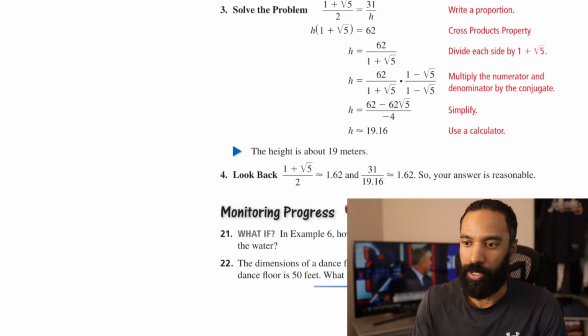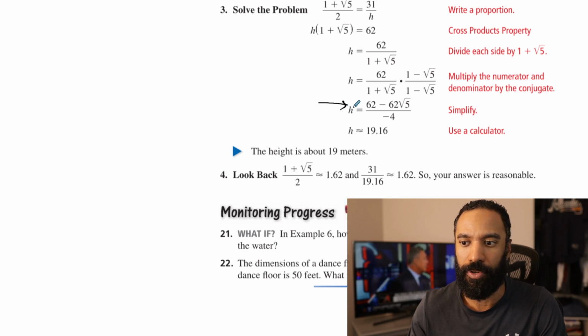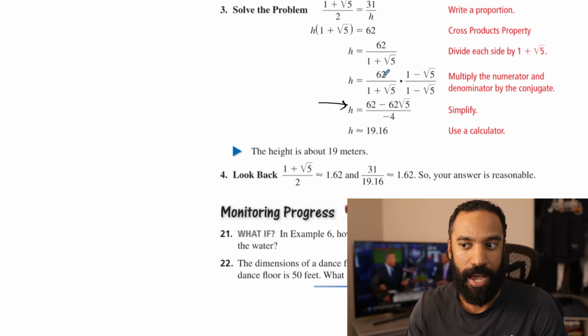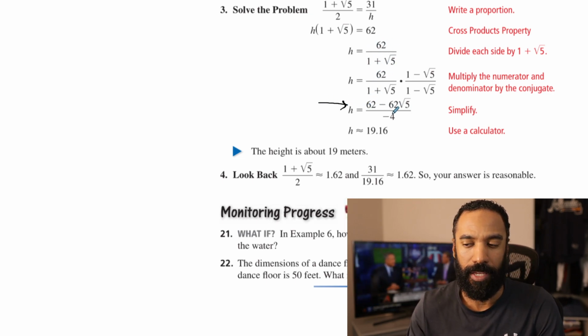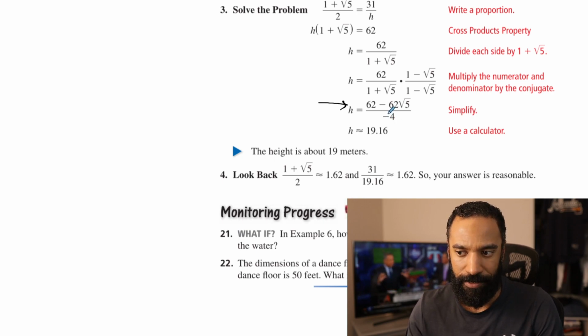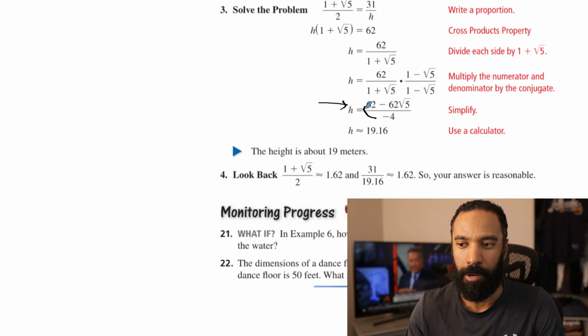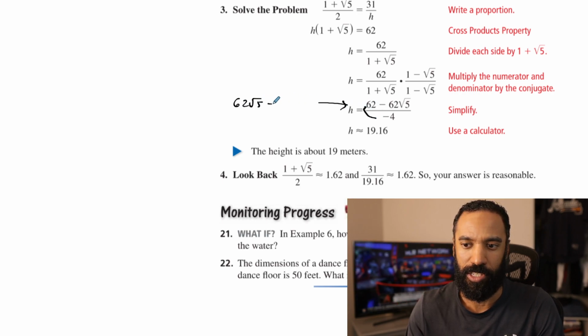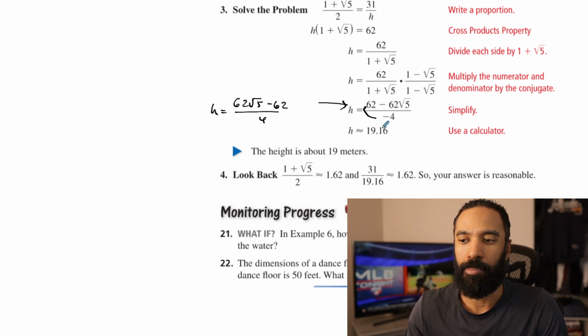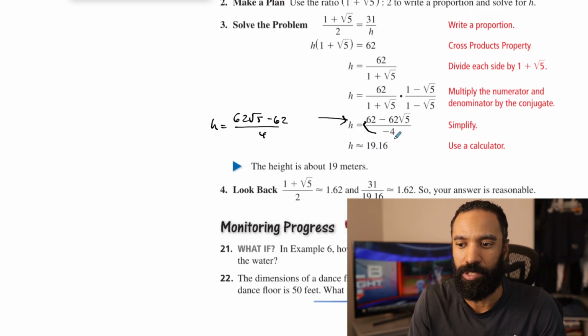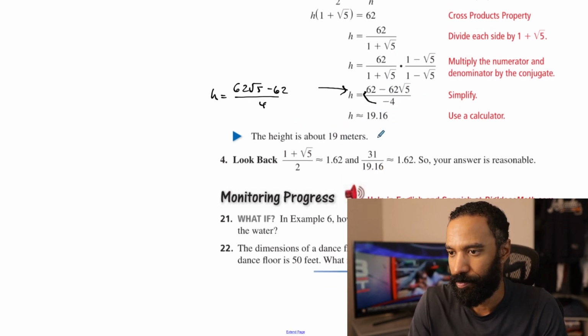Now, personally, I'm not a fan of what they have as an answer. I know they're going to use the calculator, but if they're going to use the calculator, then they might as well use it here. I want to get a better exact answer. No negatives in the denominator either, actually. So you factor that out, kind of bring it up top and distribute. I would actually get 62 root 5 minus 62 all over 4 as a better exact answer. I'd say the book should be better about that. It's approximately 19.16 meters, about 19 meters.